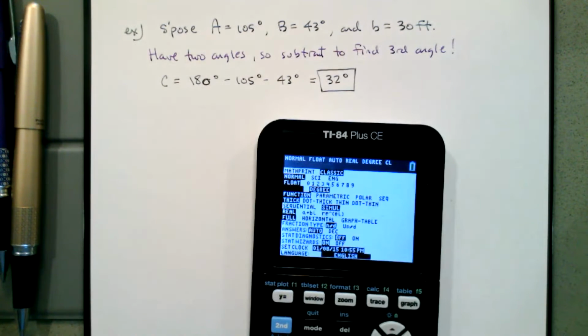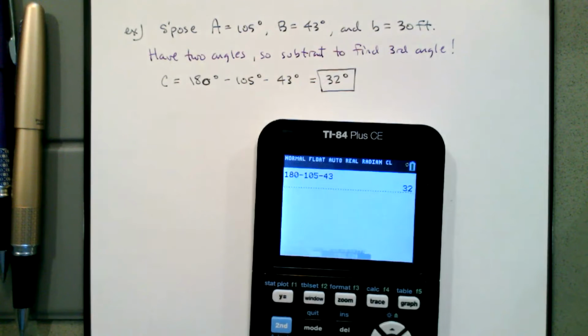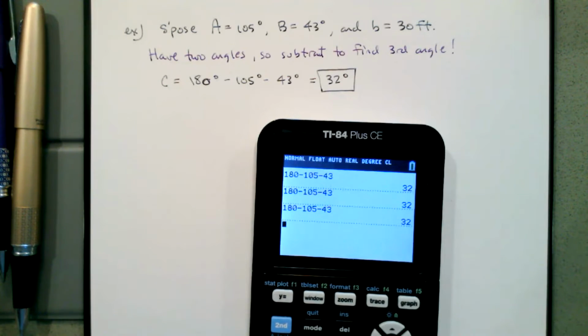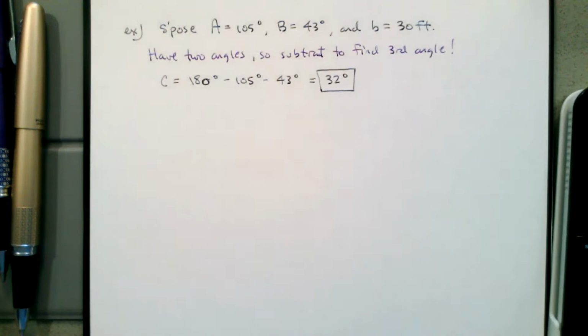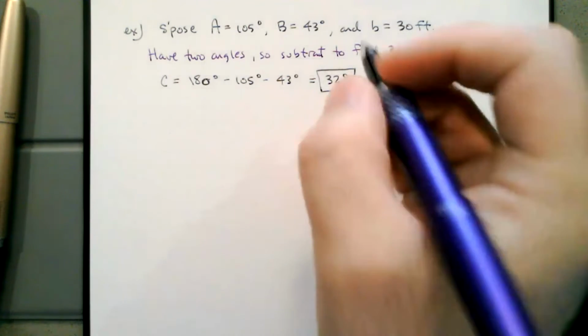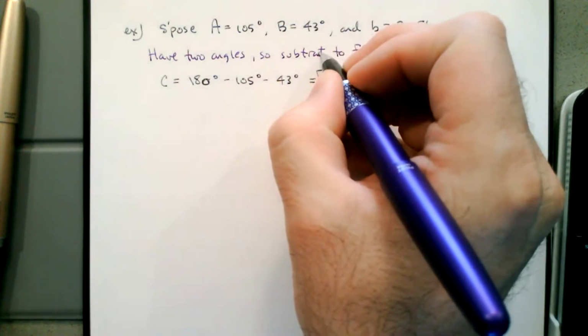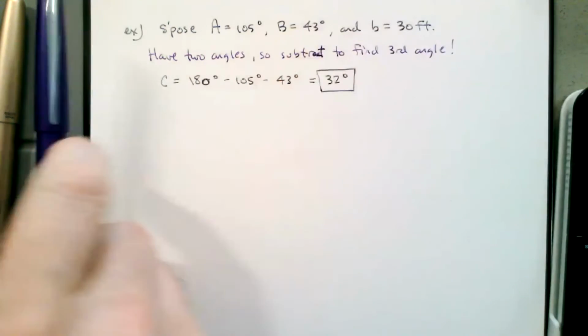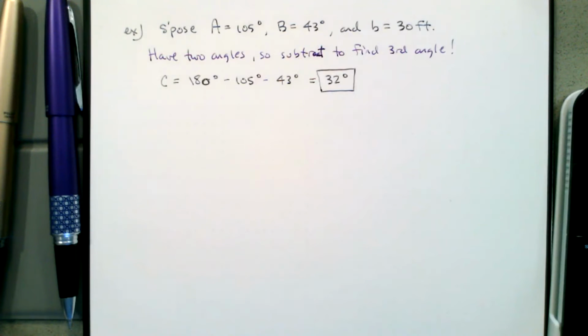Make sure I'm in degree mode, because if I was in radian mode, it would come out differently. It's not, it doesn't care what these numbers are, I wasn't using trig functions. So first thing we notice, if we have 2 angles, we should just subtract to find the third angle. That should be like automatic. I'm just trying to program you with that response.